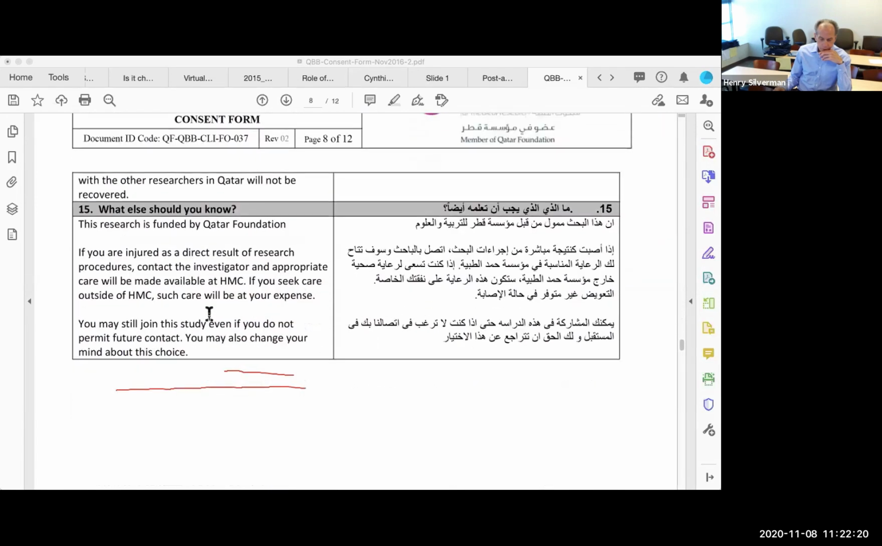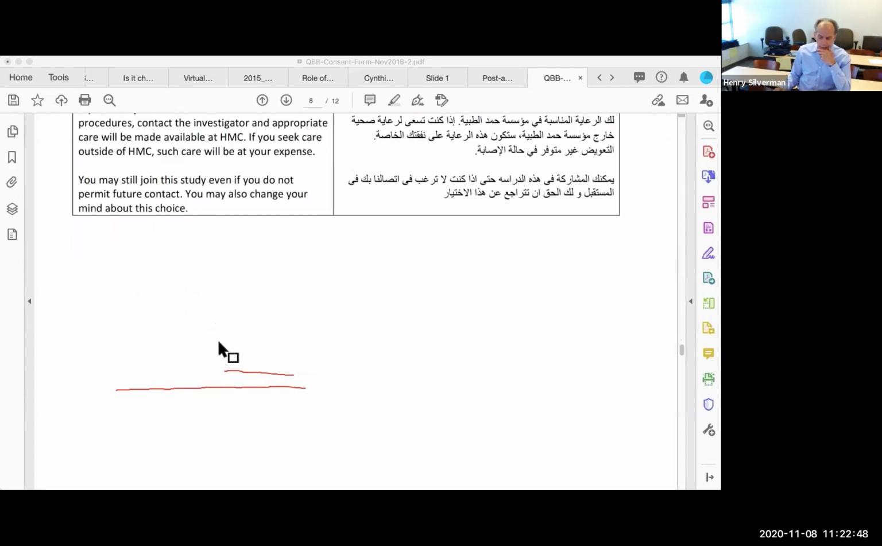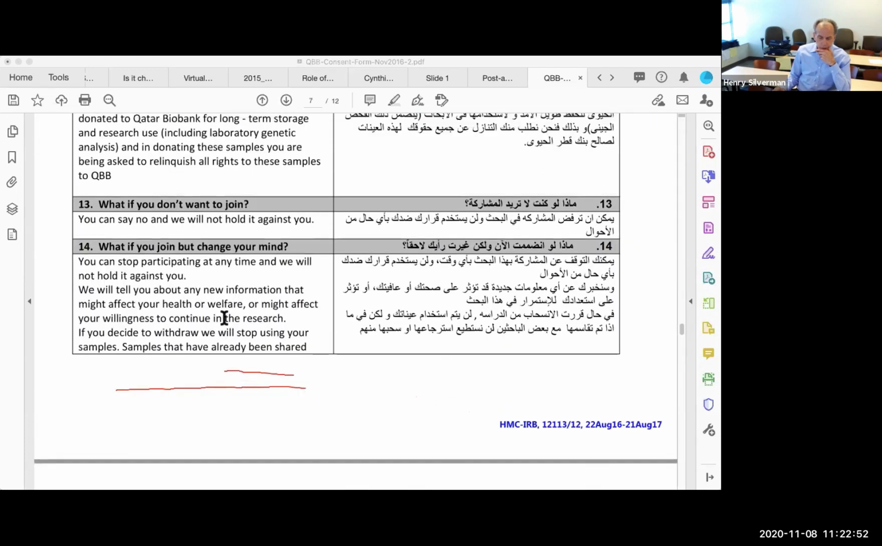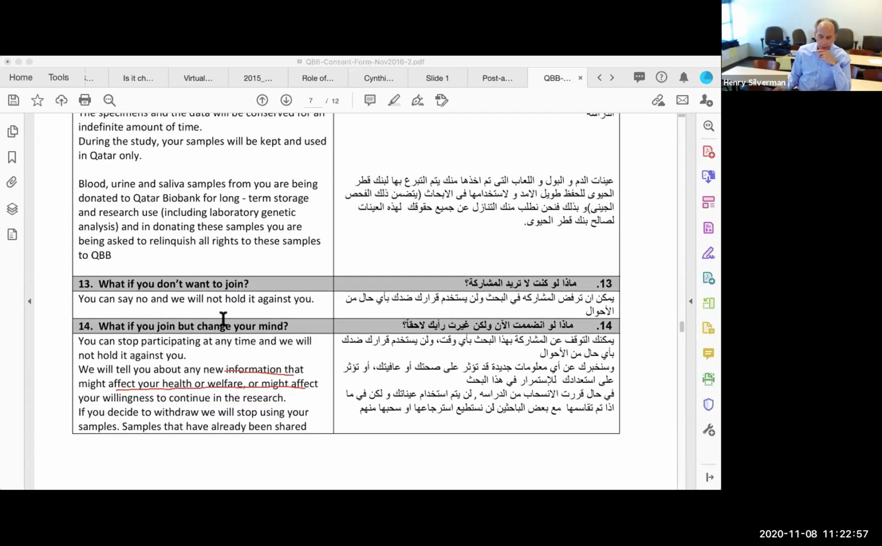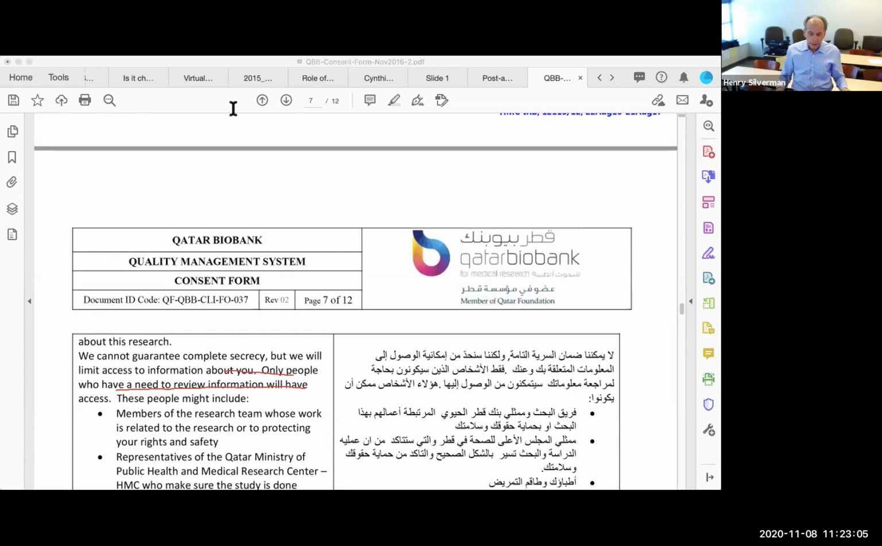And what else should you know? And that's the consent form from CUTA. And CUTA actually has a very comprehensive consent form. It talks about the de-identification, the coding of the information, sharing with other investigators. They don't talk about commercialization, profits. They talk about returning results back to the individual. That's something to consider if you get into the biobank business.